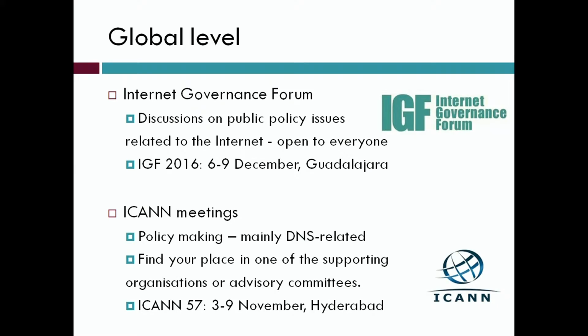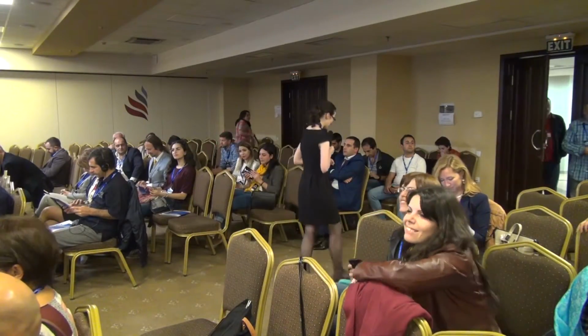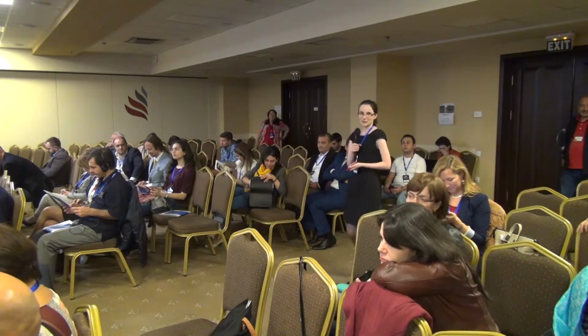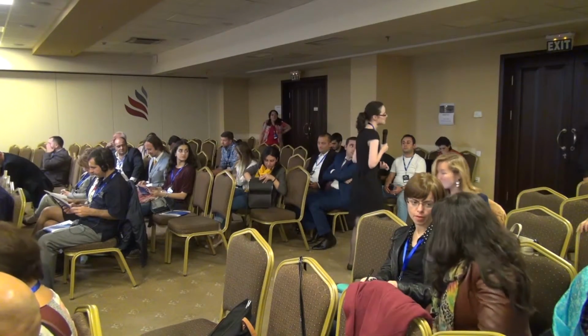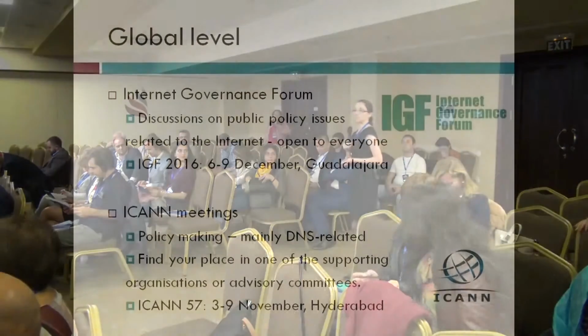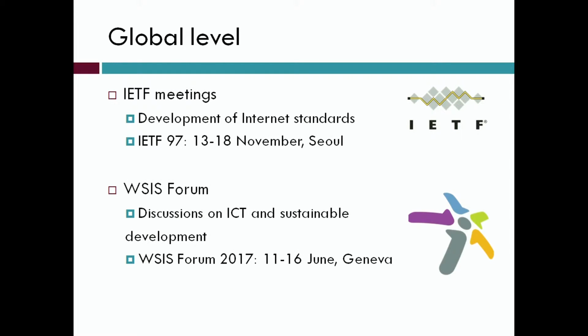Then the ICANN meetings, unlike the IGF, are actually a place where things happen and decisions are being made. Policy making mainly related to the DNS, but we have many ICANN staff around so they can tell you a bit more than I can if you have questions. The great thing about ICANN is there are many supporting organizations and advisory committees, so you can find your place whichever stakeholder group you belong to. If you are government, technical community, academia, civil society, business, you can find your place in one of these constituencies.